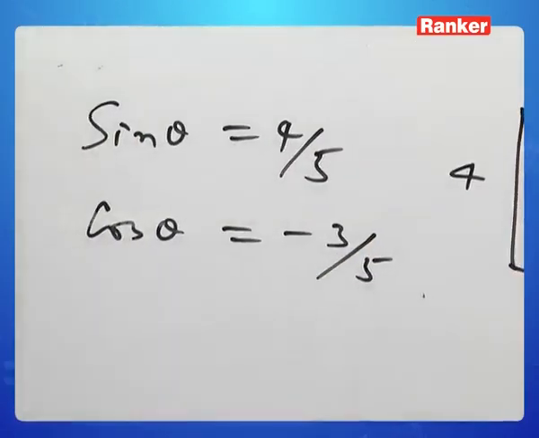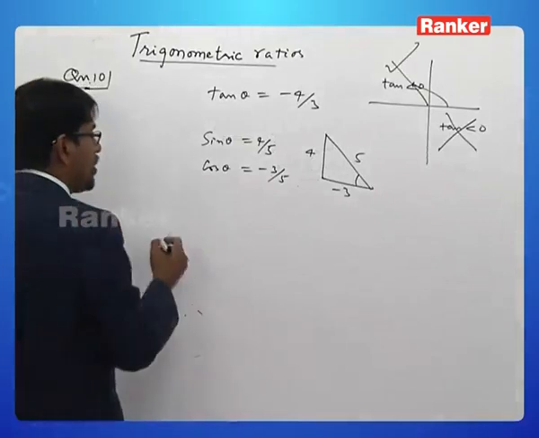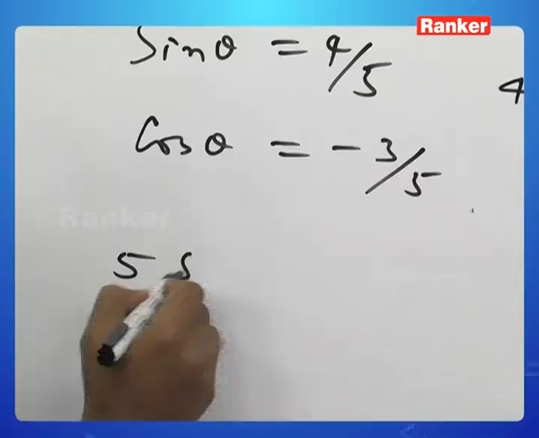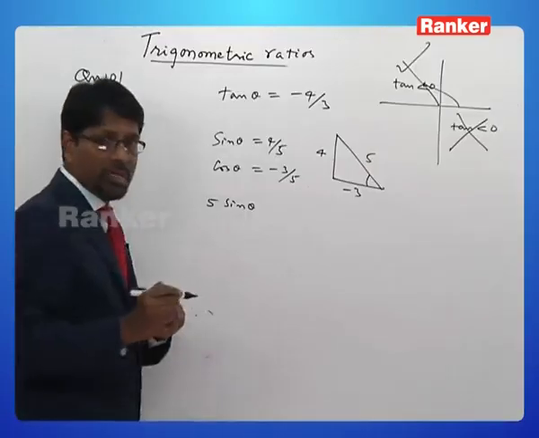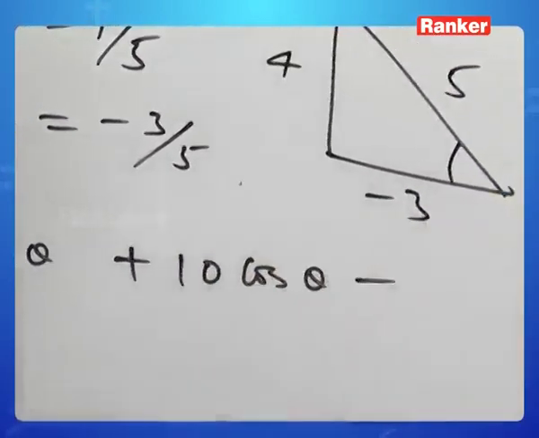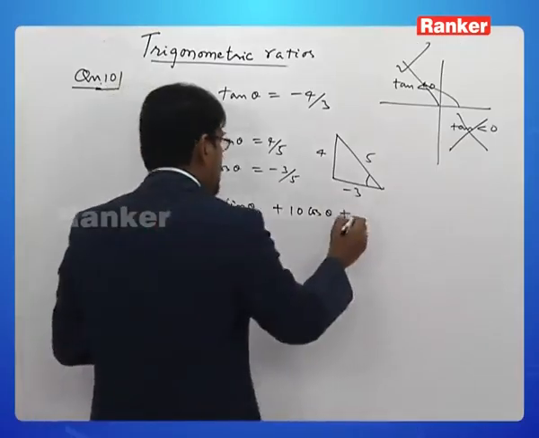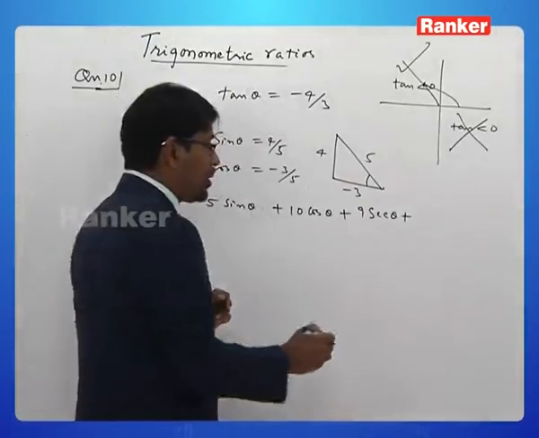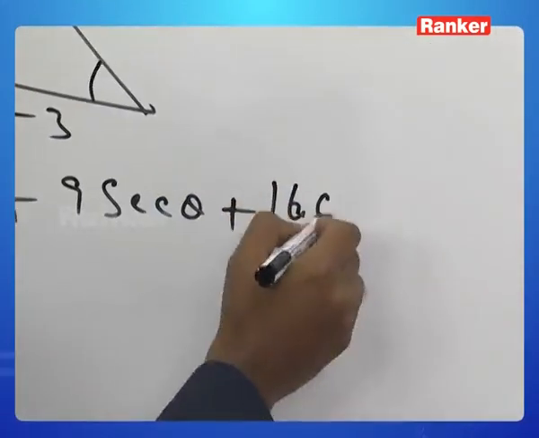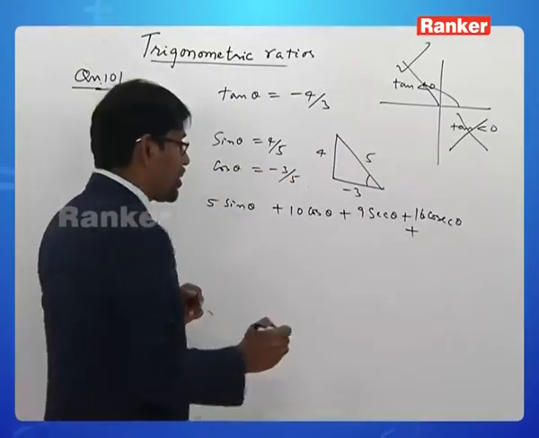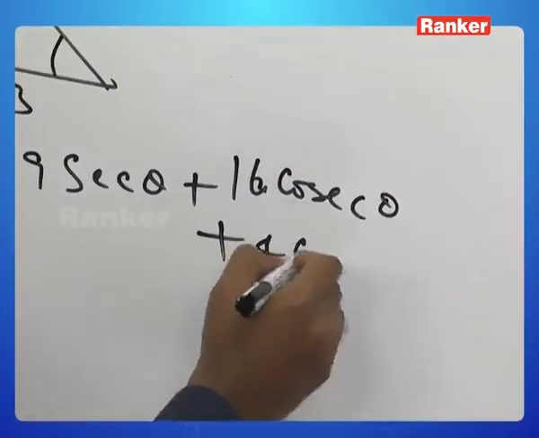So substituting all these values now, what is sine? 5 sin theta plus 10 cos theta plus 9 secant theta plus 16 cosecant theta plus 4 cot theta. This is what you require.